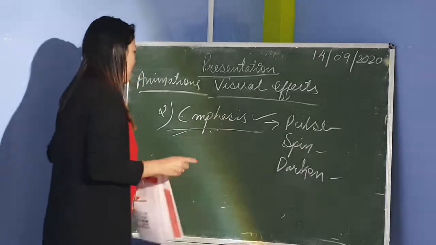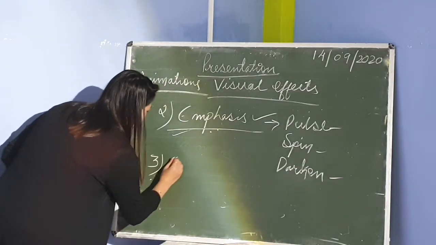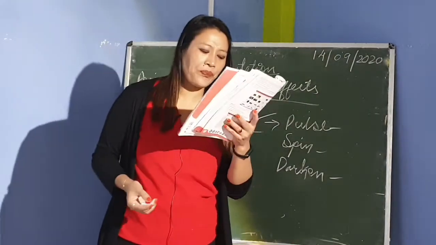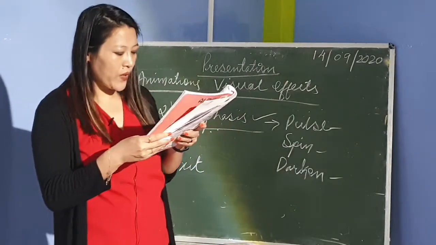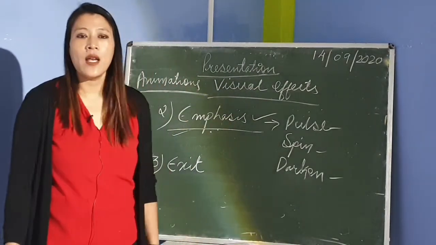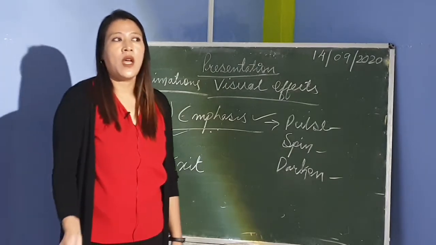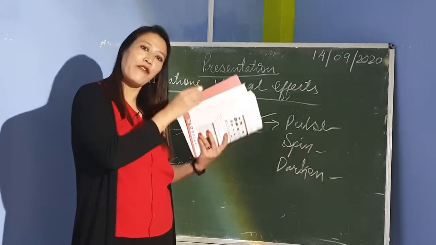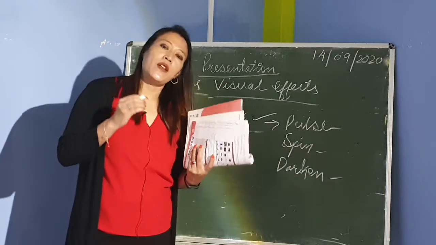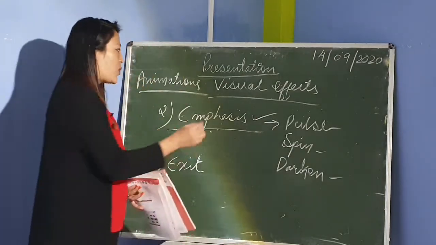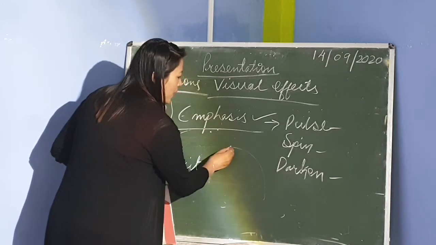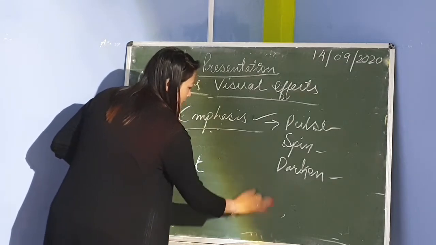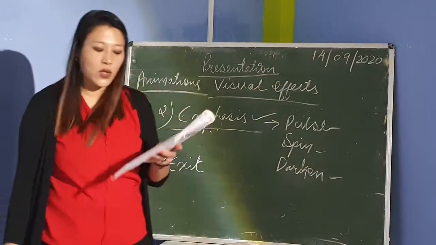Then number 3 is exit. The word itself says exit. The animations in this group are mainly used when an object or a text exits the slide. Sometimes you want to give some information, but you do not want that information to stay on the slide for a long time. In that case you can use the animation called exit. Your text will come when you click, and again if you click, your text will disappear from the slide. So it is called exit.